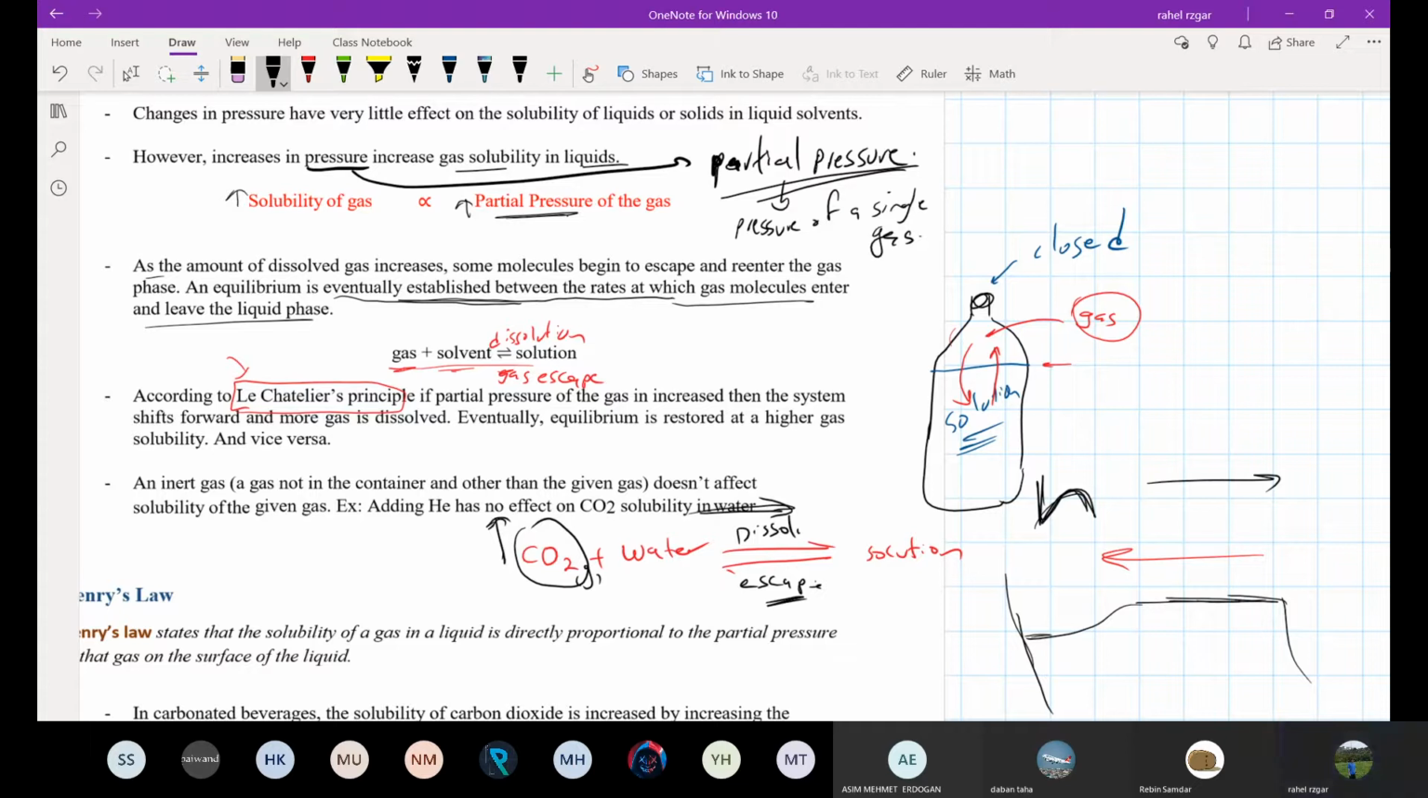Equilibrium. But if, I'm going to draw this one in green, if CO2 is decreased, what will be the direction of the shift? To the left. How is that possible? For example, when you open the cap, you are removing CO2, you are decreasing the pressure of CO2. Now the shift will be to the left. What is to the left? Forming CO2 again.